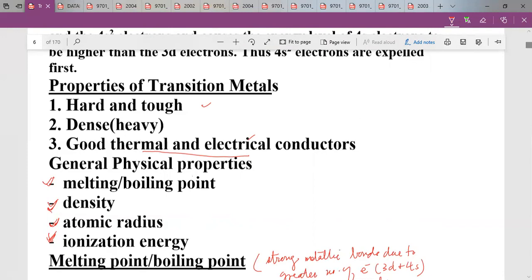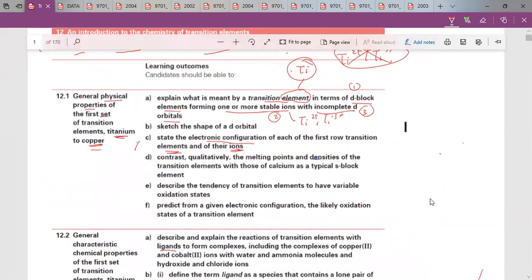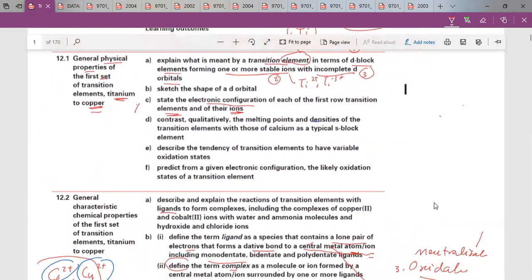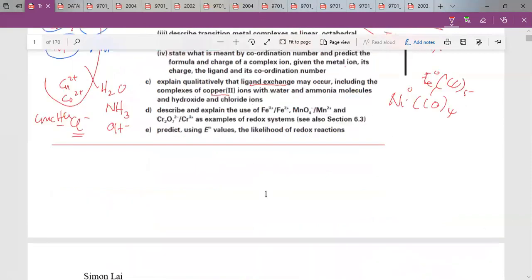Now look at the syllabus, right? They want you to talk about the melting point, the density, and when you talk about these two, they will include the atomic radii, to explain this atomic radii, or radius, right? Later I'll show you the questions on this. Now melting point, let's come to here first.